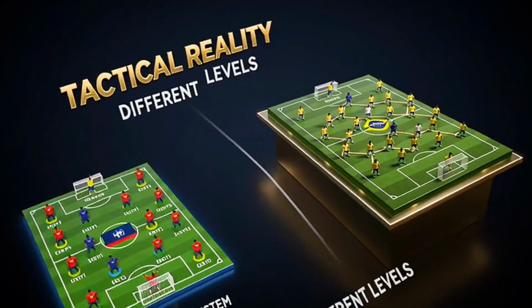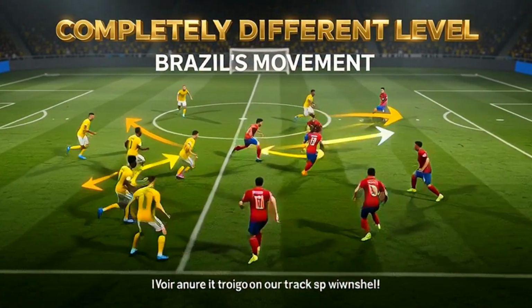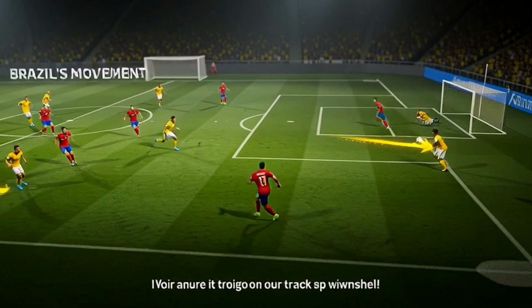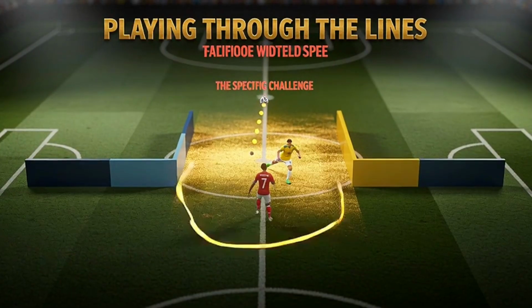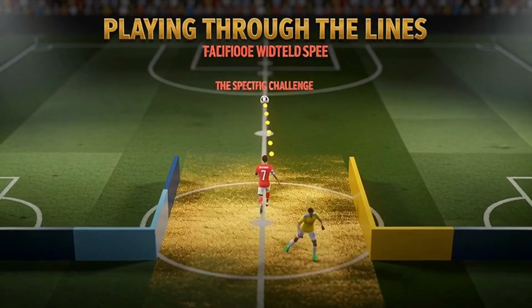But the tactical reality is clear. Haiti's 5-4-1 defensive block was designed for the level of football they face in CONCACAF competition. Brazil's movement, their quick passing combinations in tight spaces, their ability to switch play rapidly and create overloads on either side, this is a completely different level of tactical problem for Haiti to solve.